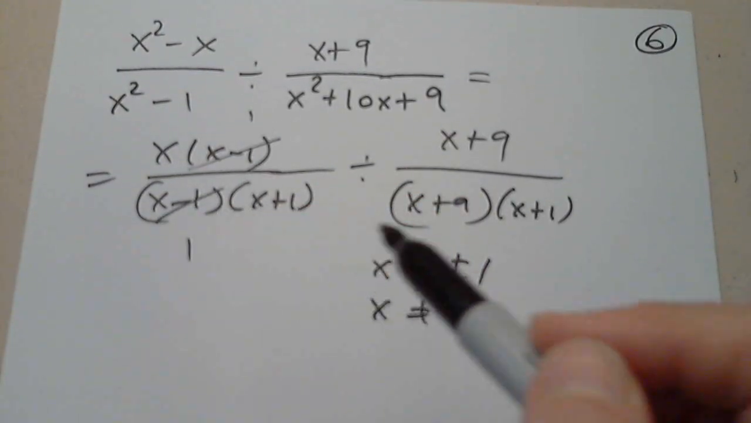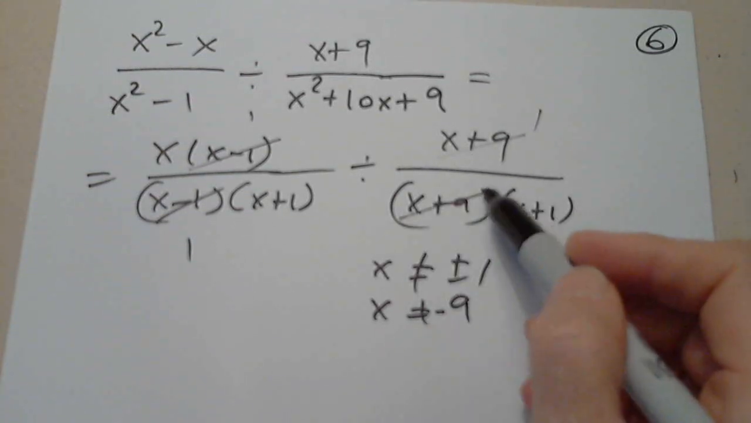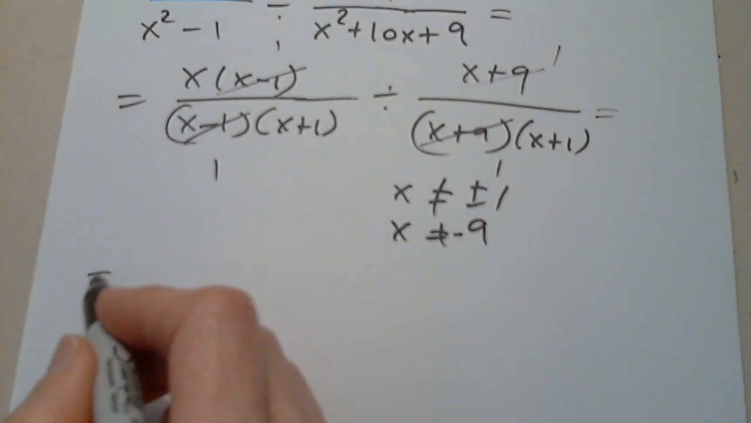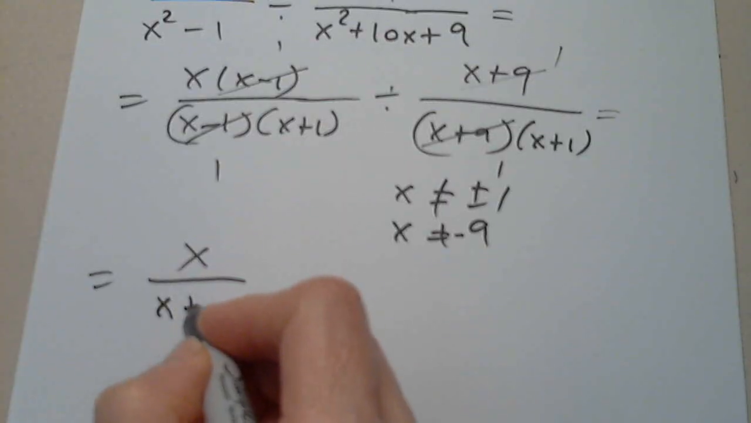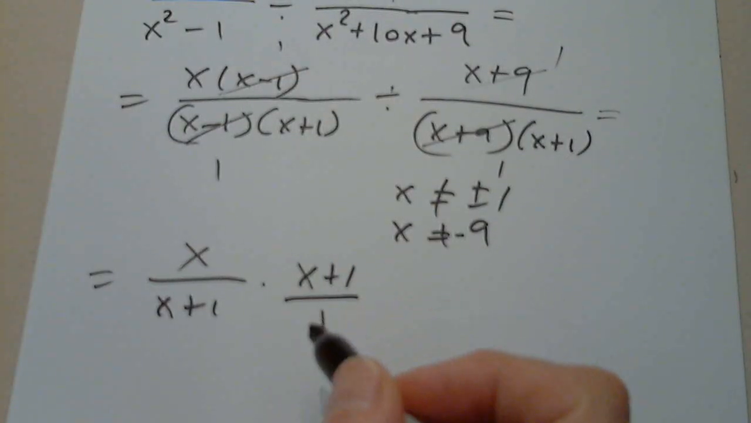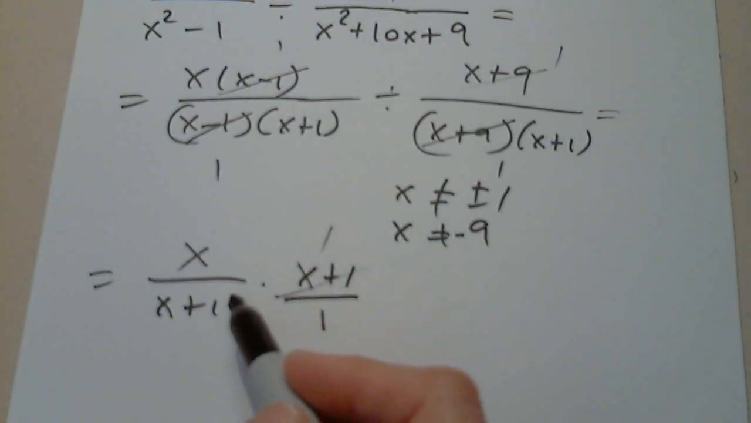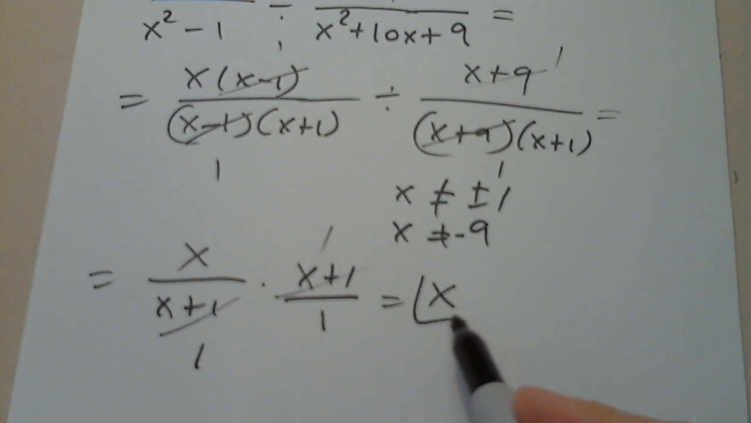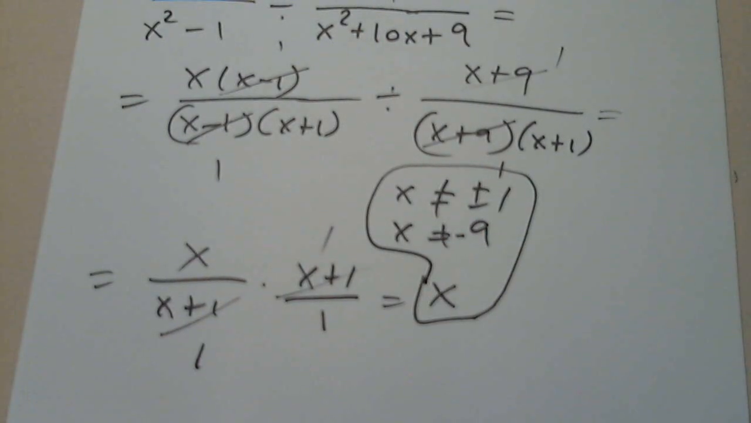So now I can simplify. The 9 with the 9, x plus 9. So now I have the first fraction that is x plus 1. I flip now into x plus 1 over 1. And I already have stated the restriction, so the answer is x. But this is the correct answer, to be exact.